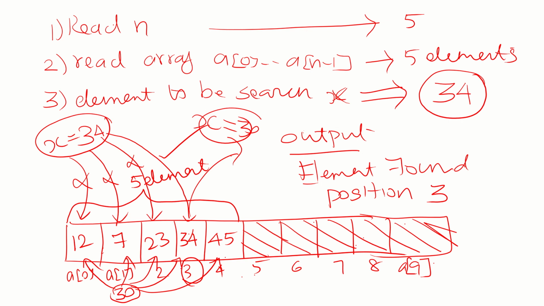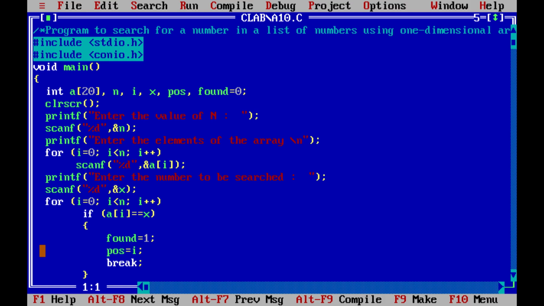So how to declare an array? You have to declare an array like this: int a of the size, say 10. Then we use a for loop to read the input. Let us see the coding.